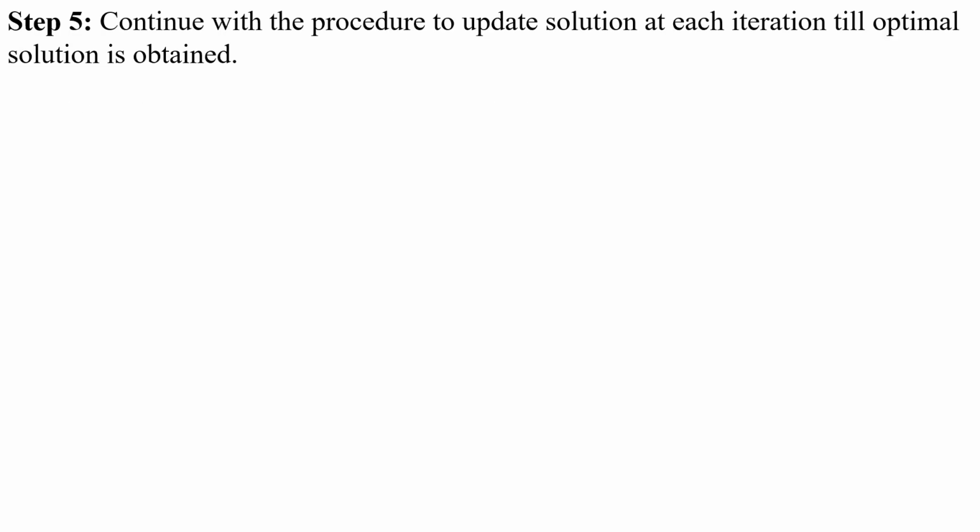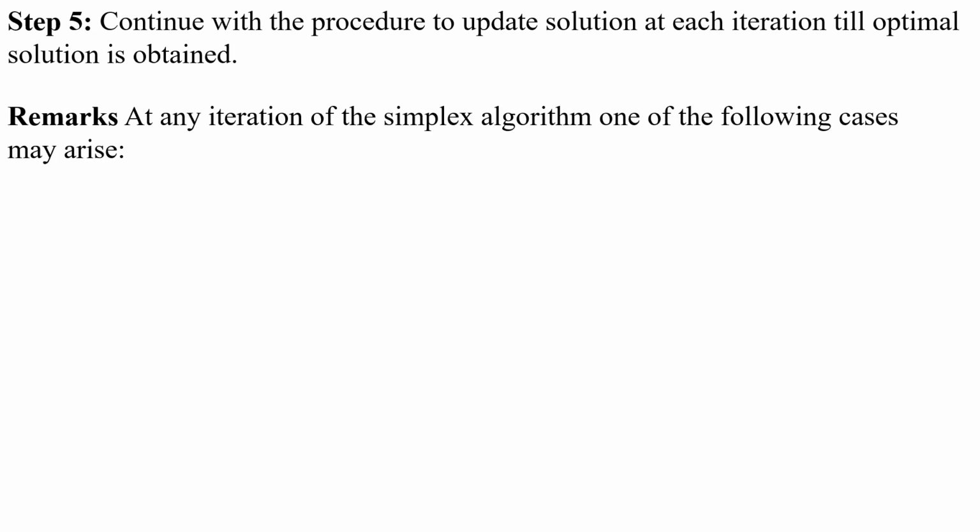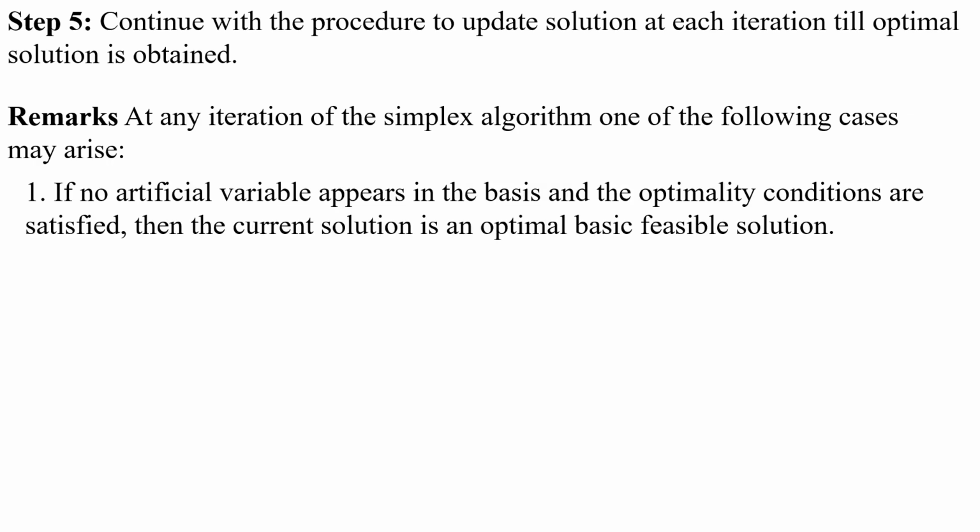So after determining the key row, the key column and the key element, step 5 is to continue with the procedure to update the solution at each iteration till the optimal solution is obtained. So here I have to make some remarks. At any iteration of the simplex algorithm, one of the following cases may arise. The first case is, if no artificial variable appears in the basis and the optimality conditions are satisfied, then the current solution is an optimal basic feasible solution.